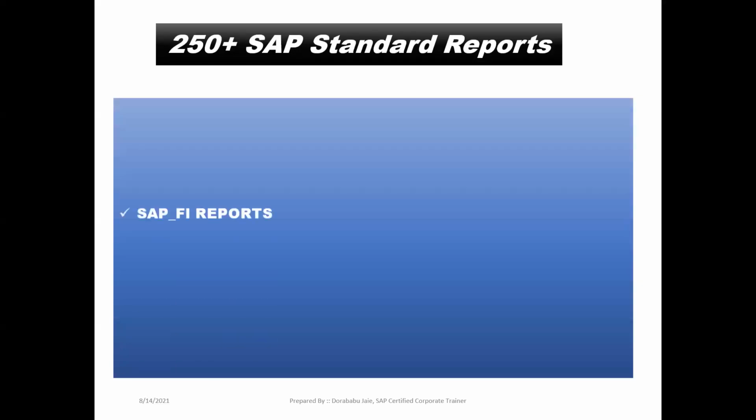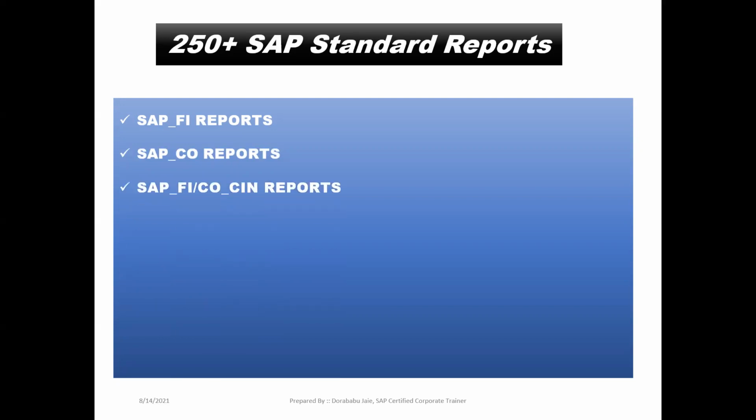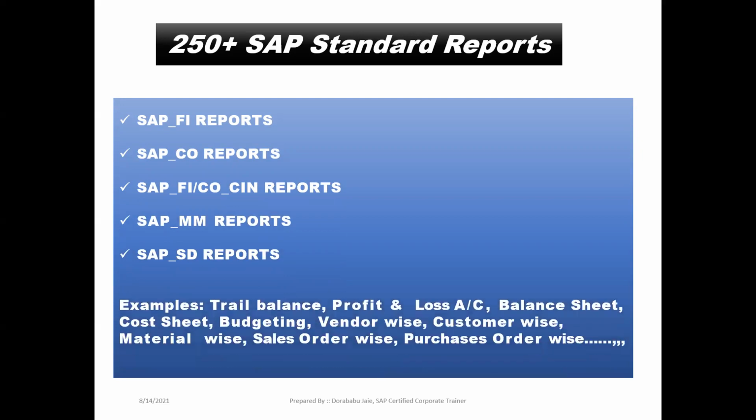In that, by default we will have FI reports, SAP CO reports, SAP MM reports, and SAP SD reports. Here you can check the examples: trial balance, profit and loss account, balance sheet, cost sheet, budgeting, vendor wise report, customer wise report, material wise report, sales order wise report, purchase order wise report.